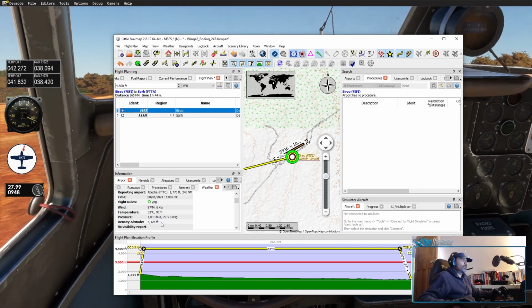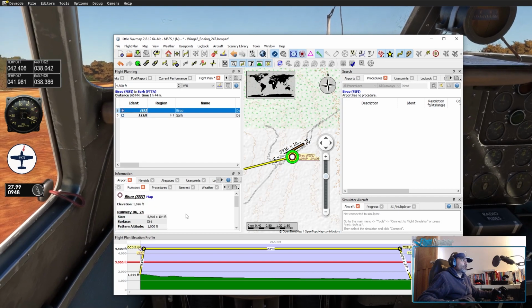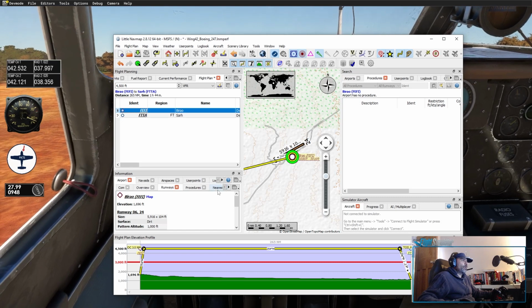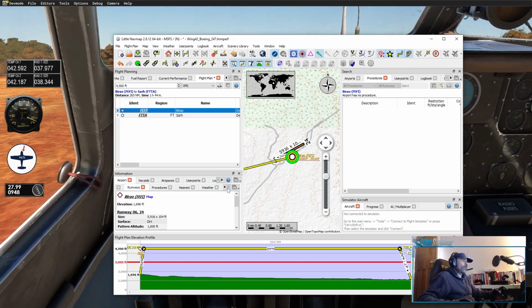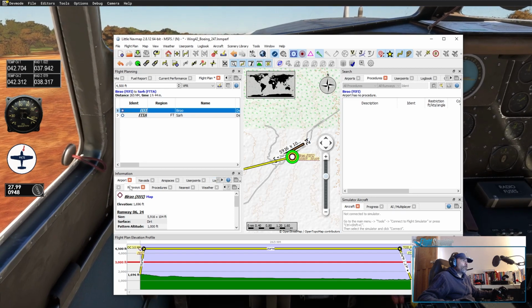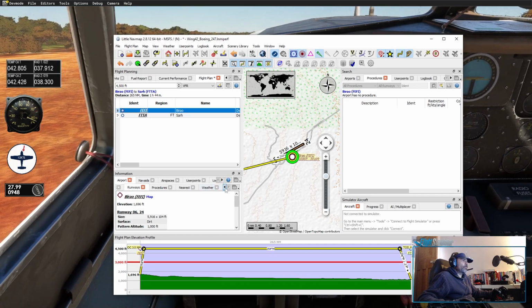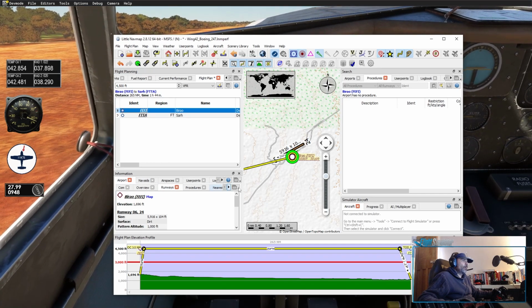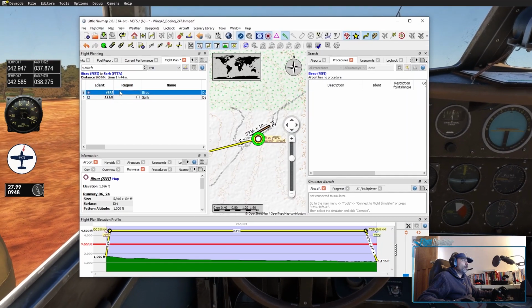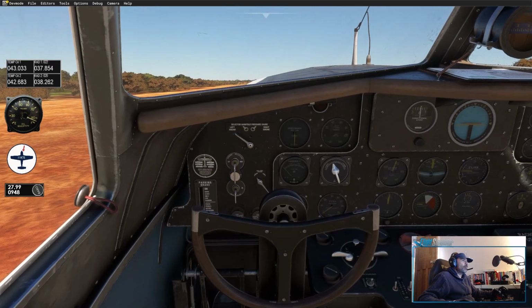We are at, where is the, I don't see the overview. Elevation 1696.